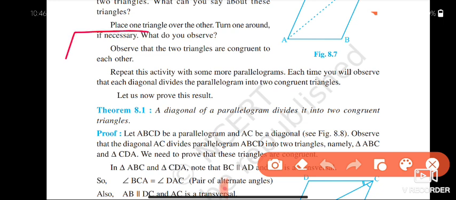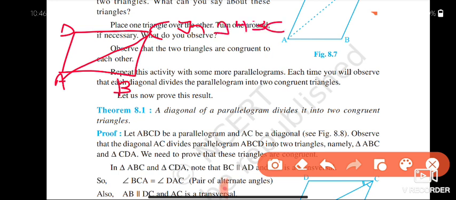So I am making a figure of a parallelogram over here so that we can have it for our reference. A, B, C and D. Here we have diagonal AC. Now we want to prove that triangle ABC is congruent to triangle ADC. So we will take these two triangles, triangle ABC and triangle ADC. In both these triangles, we will prove that these two triangles are congruent.